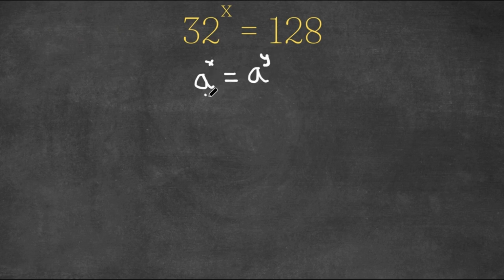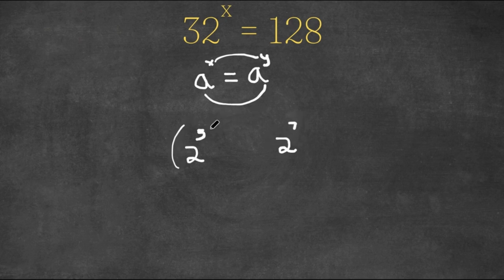As you can see, the bases here are the same, and because the bases are the same, that means the exponents are the same as well, because that must be true in order for the equation to be true. So we need to change 32 and 128, our bases, so that they're the same. A common base for these two would be 2, because 32 is 2 to the power of 5, and 128 is 2 to the power of 7.